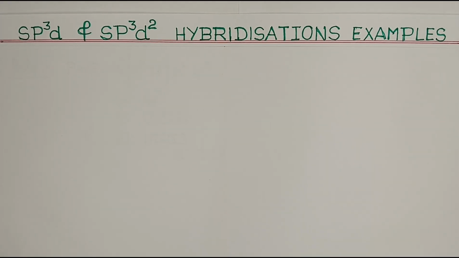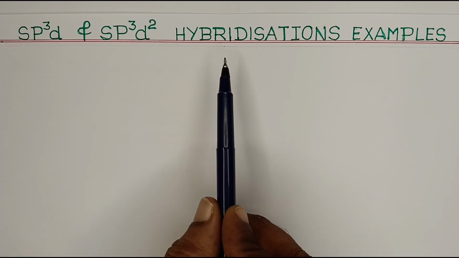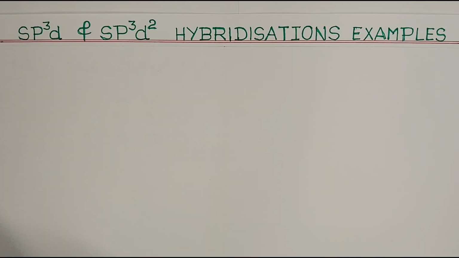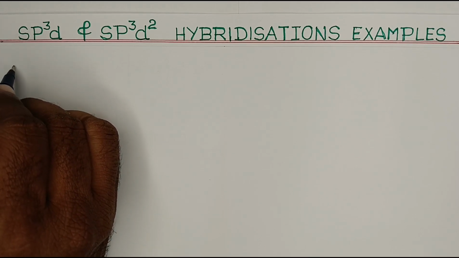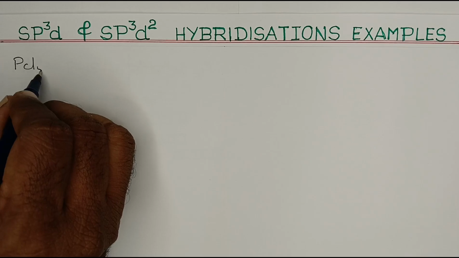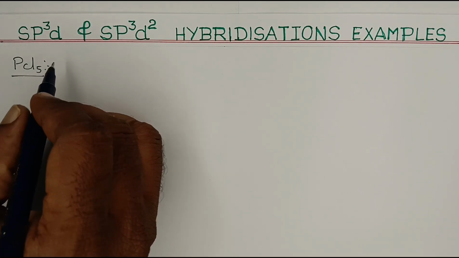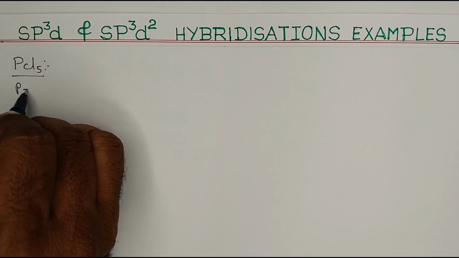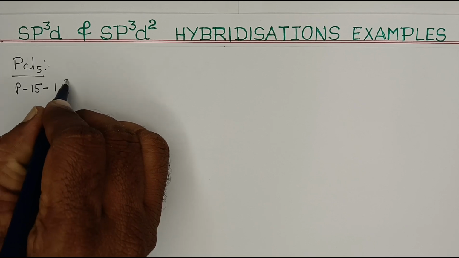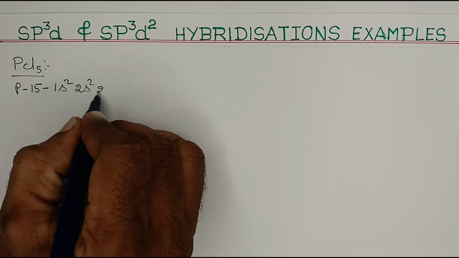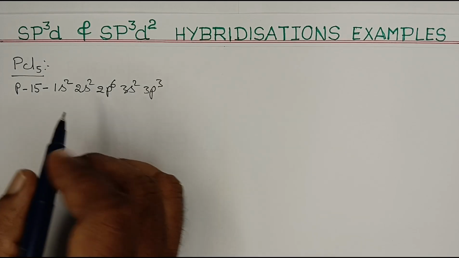Students, in this video I am going to explain sp3d and sp3d2 hybridizations with examples. For sp3d hybridization, the best example is PCl5, phosphorus pentachloride. In PCl5, the center atom is phosphorus. Phosphorus atomic number is 15. Configuration is 1s2, 2s2, 2p6, 3s2, 3p3.